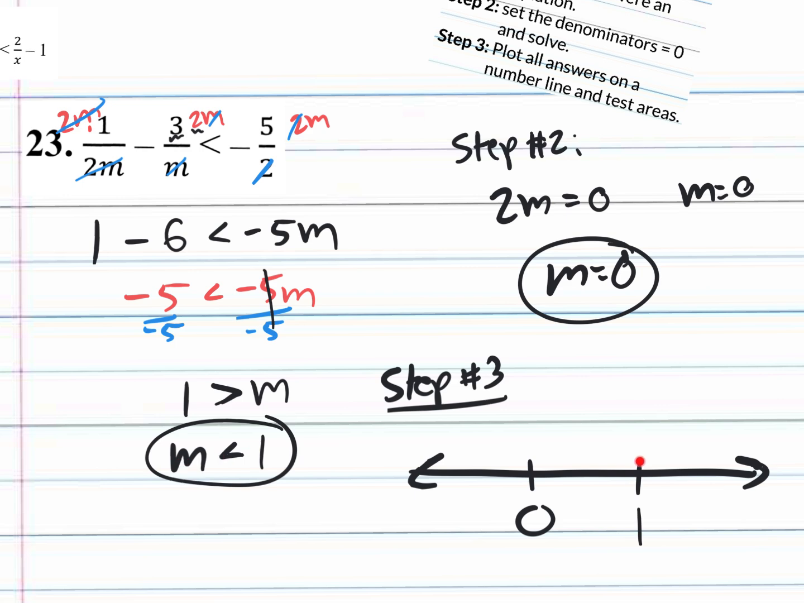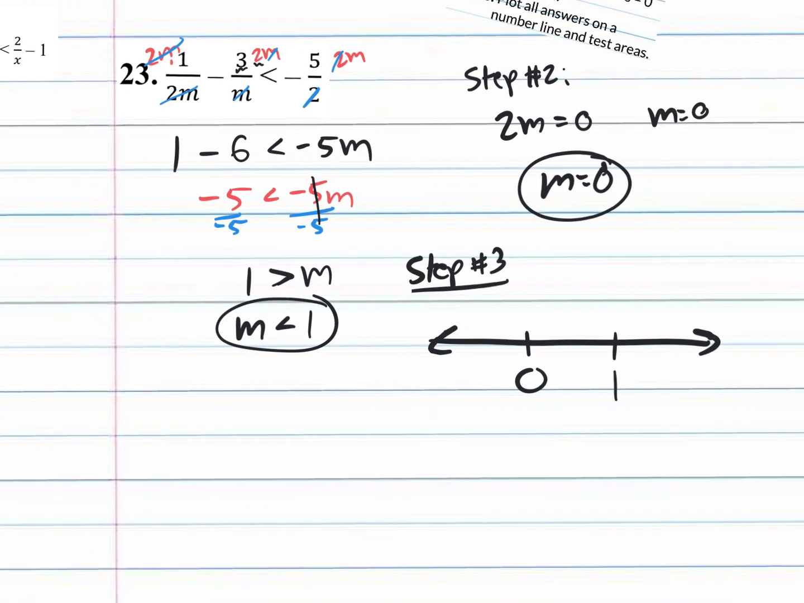M is less than 1, less than's to the left. So I know when I test this side, it's not going to work. So I know it's either going to be here, maybe both of them, or maybe just between 0 and 1. But it's definitely not going to be over here because I already know m has to be less than 1. Anyways, let's test. Step 3 is the test.